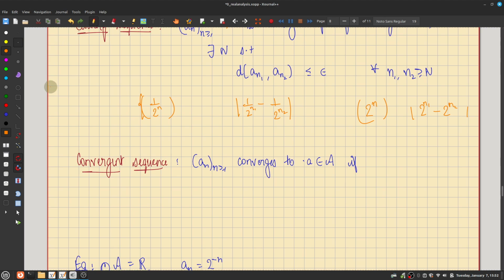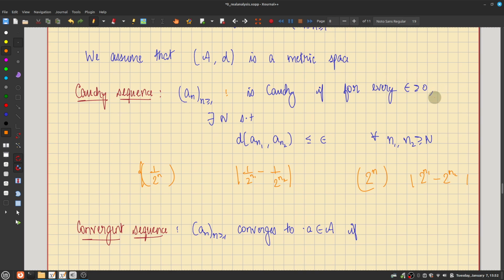Whether the inequality is less than epsilon or less than or equal to epsilon doesn't matter at all. For every epsilon greater than 0, I can make this less than or equal to epsilon. It doesn't really matter whether this is less than or equal to epsilon or strictly less than epsilon.